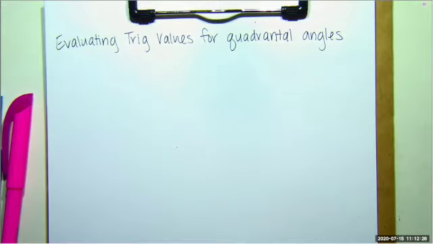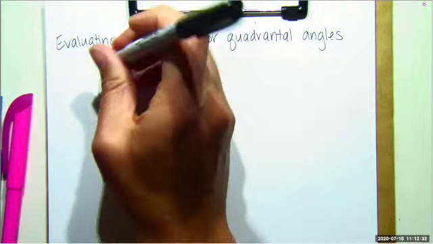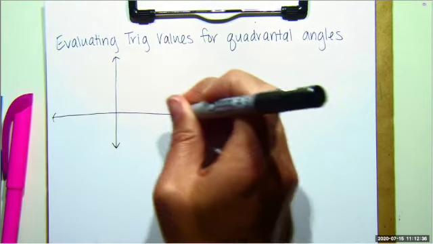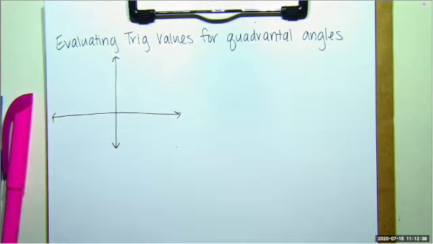Okay, so evaluating trig values for quadrantal angles. Quadrantal angles are the ones that sit on the x or the y axis. What I want to do is talk you through this, and then I will put the shortcut in a highlighted box. If you want to draw these pictures and follow along with me, cool. If not, if you just want to listen and then write down my shortcut, that's fine too.